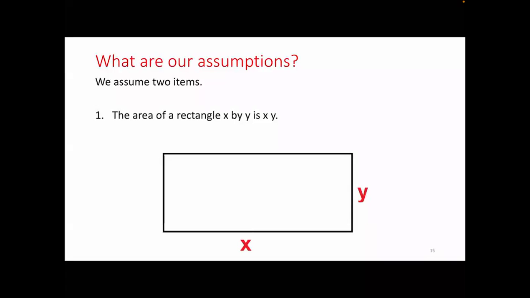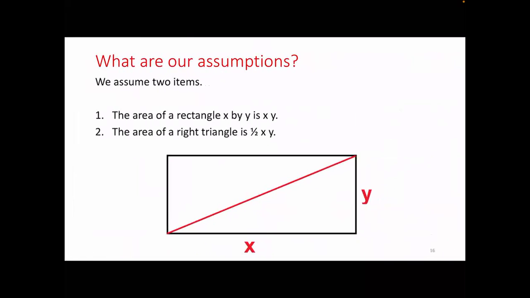And I sent you an article by Isaac Asimov about Euclid and the challenges of making assumptions. And you're trying to figure out what should be the assumptions that we use for geometry. Well, this seems a reasonable one. Area is just length times width. The next one is the area of a right triangle is 1/2 base times height.